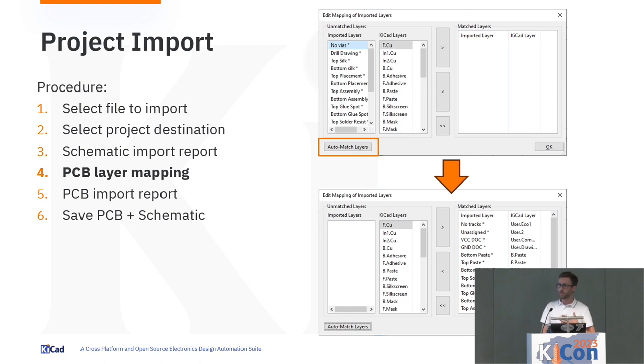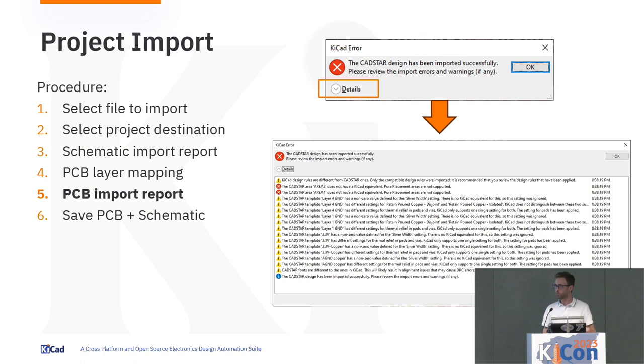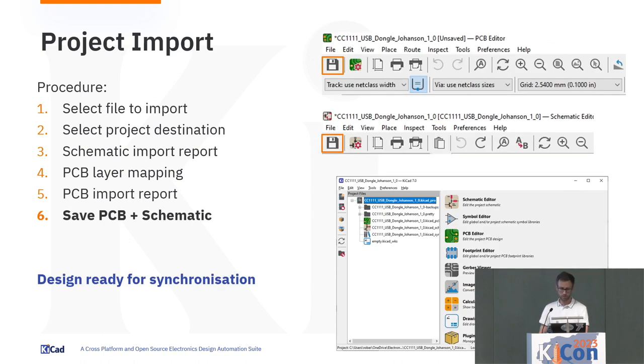Then for the PCB, what it might ask you for is the PCB layer mapping. In CADstar, for example, you'll have certain layers which we can try to automatically map to KiCad layers, but you might have a different meaning for that layer. Maybe you actually want that layer to be in the top silk, but we loaded it as a documentation layer. So you can edit that as part of the import process. Otherwise, you just press Auto Match Layers, and it will do all the matching for you as best it can. You press OK, and then you'll get some errors and warnings for the PCB import. And that's it. You save your schematic, save your PCB, and we're ready to go for any synchronization. The aim of the project import is to be as easy as possible to use.